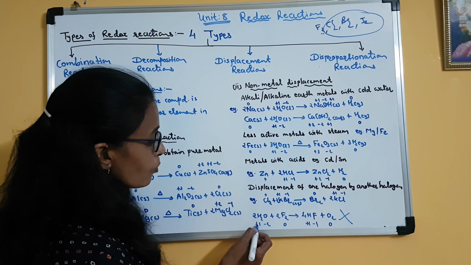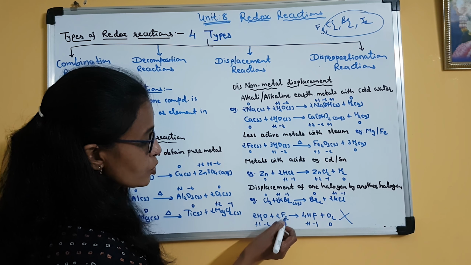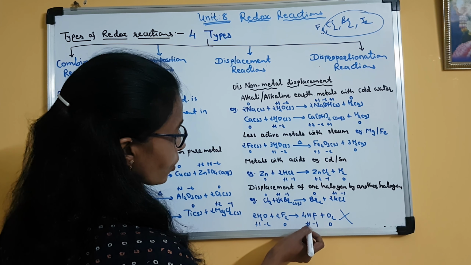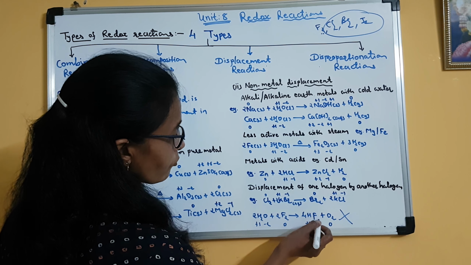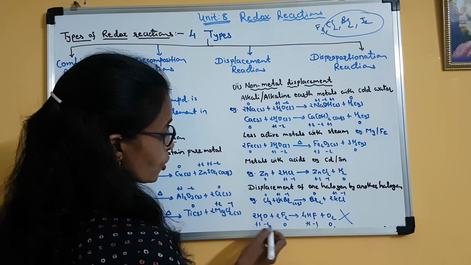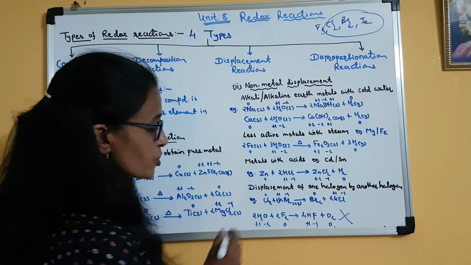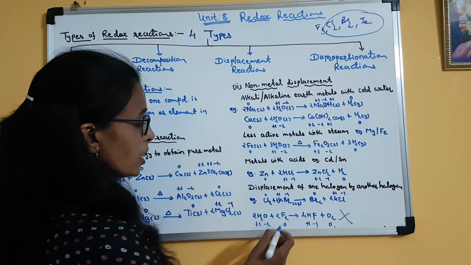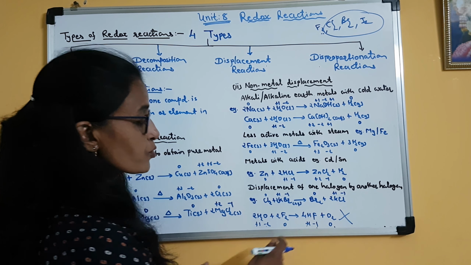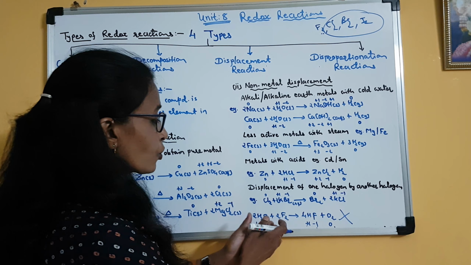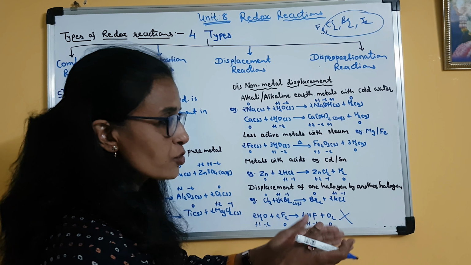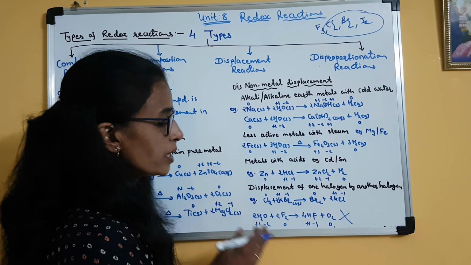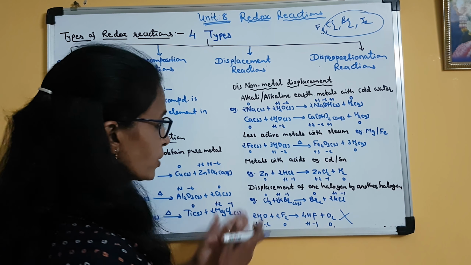So here you can see water: H is +1, oxygen is -2, and fluorine in elemental form is 0. It will form HF, that is hydrogen fluoride, in which hydrogen is +1, fluorine is -1, and oxygen is 0. So here oxygen has undergone oxidation, -2 to 0. Fluorine has undergone reduction from 0 to -1. Clear? So fluorine is undergoing reduction, so it is an oxidizing agent. Fluorine is oxidizing oxygen and oxygen is reducing fluorine. So that way you can remember.